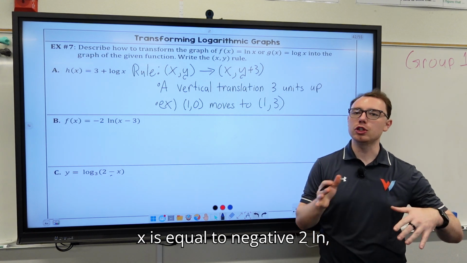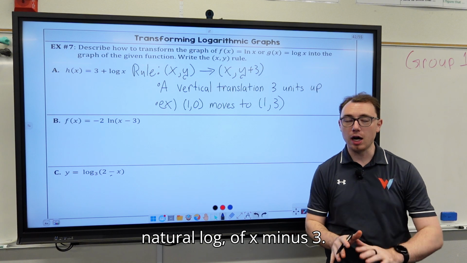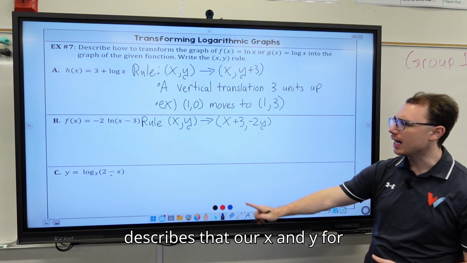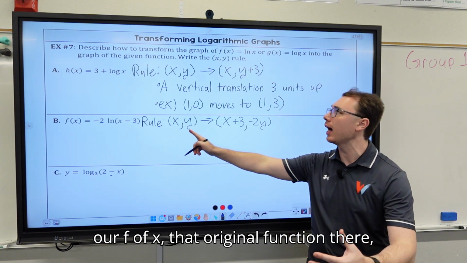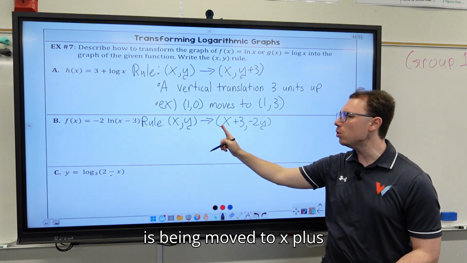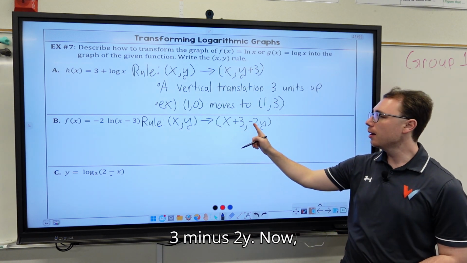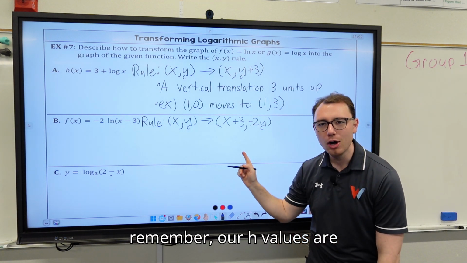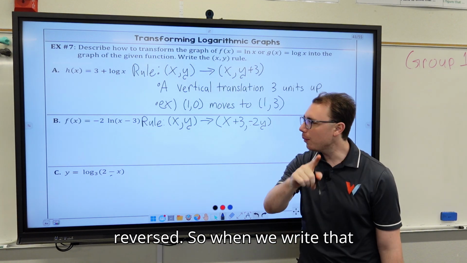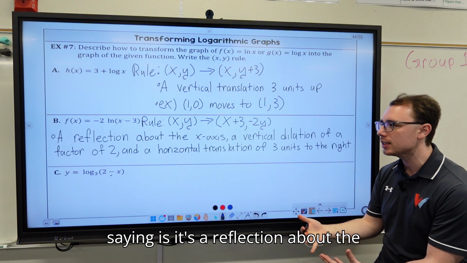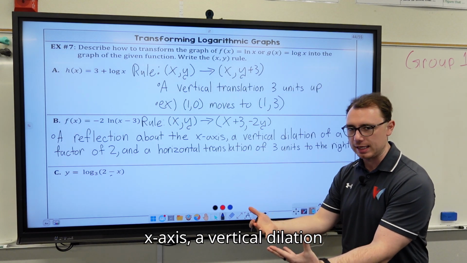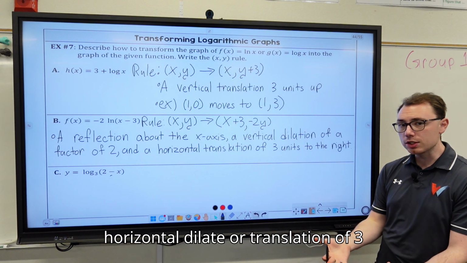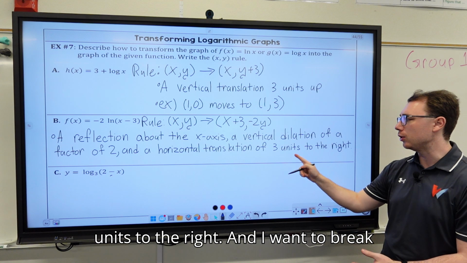For f of x equals negative 2 ln of x minus 3, we can write the rule that describes our x and y for our original function as being moved to x plus 3, negative 2y. Where's that plus 3 coming from? Remember, our h values are reversed. So when we write that transformation, we're saying it's a reflection about the x-axis, a vertical dilation of a factor of 2, and a horizontal translation of 3 units to the right.